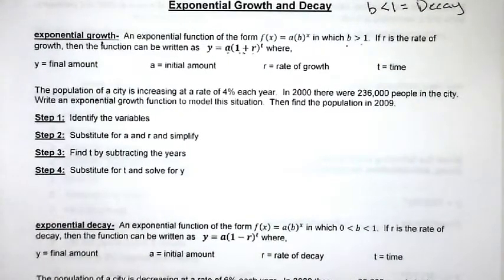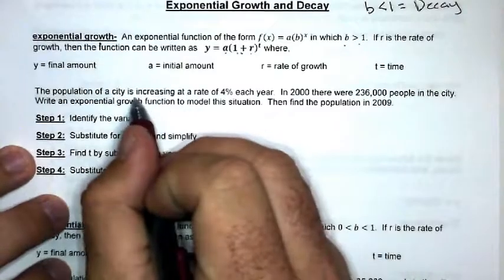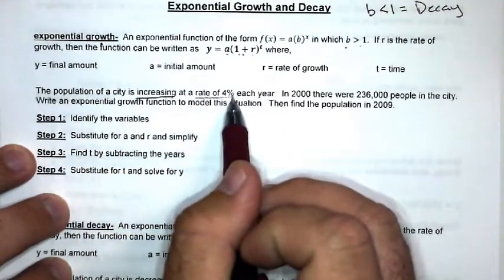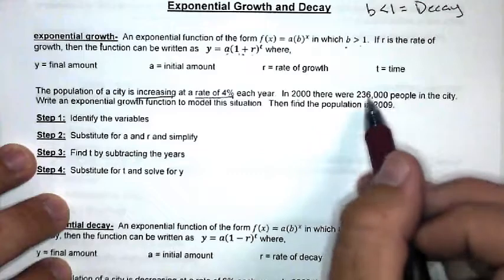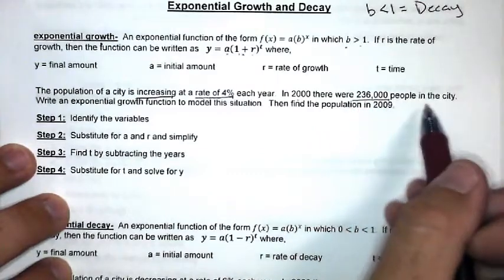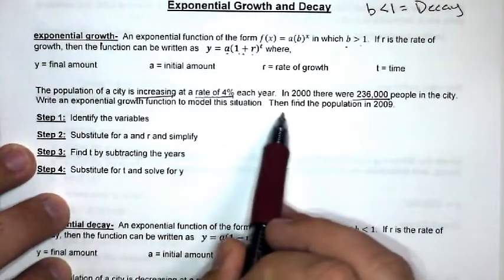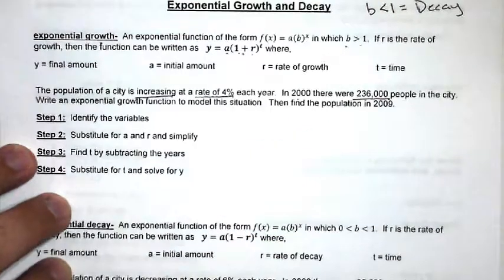The population of a city is increasing. If something is increasing, what are we doing? We are growing. So, we're going to use the exponential growth because the key word is increasing. We are increasing at a rate of 4% each year. In the year 2000, there was this many people in the city. Write an exponential growth function to model this situation. Then find the population in 2009.